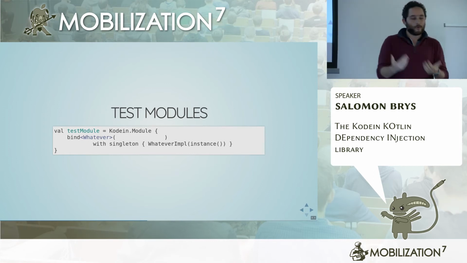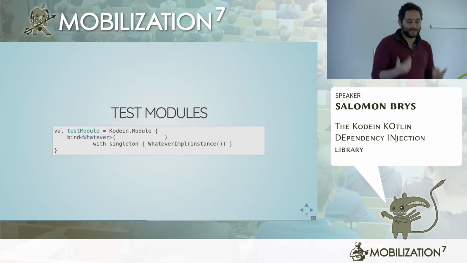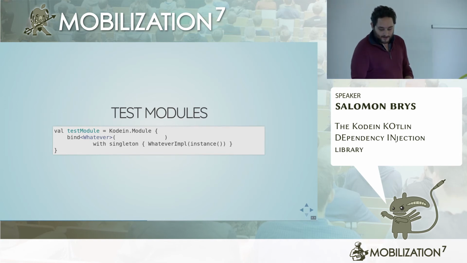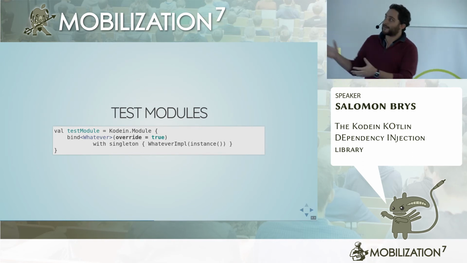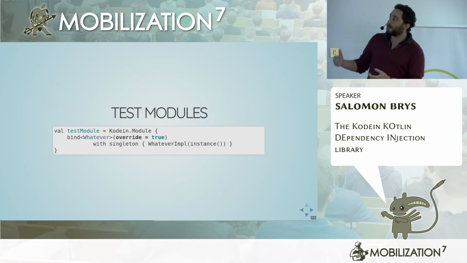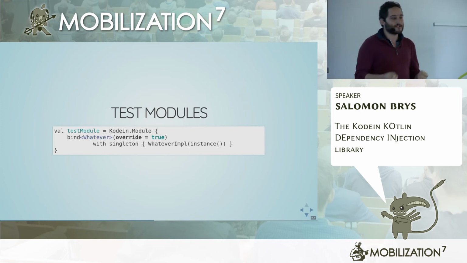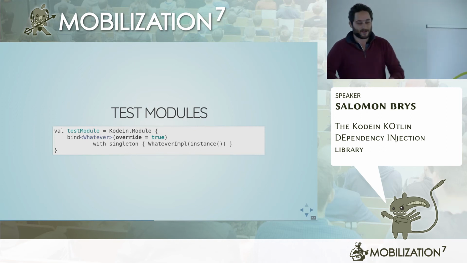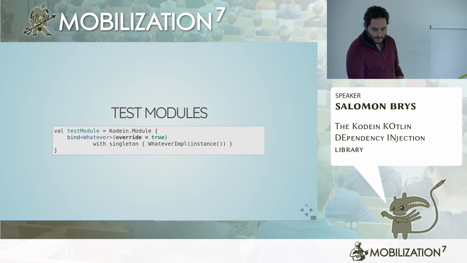If you want to override, and the use case here is really in test code, then you can say so. And the Kodein system will check that it is an override. It will not let you bind the whatever interface if it is not an override, because everything has to be explicit. If you're stating that you're overriding a binding, then it should be an override.